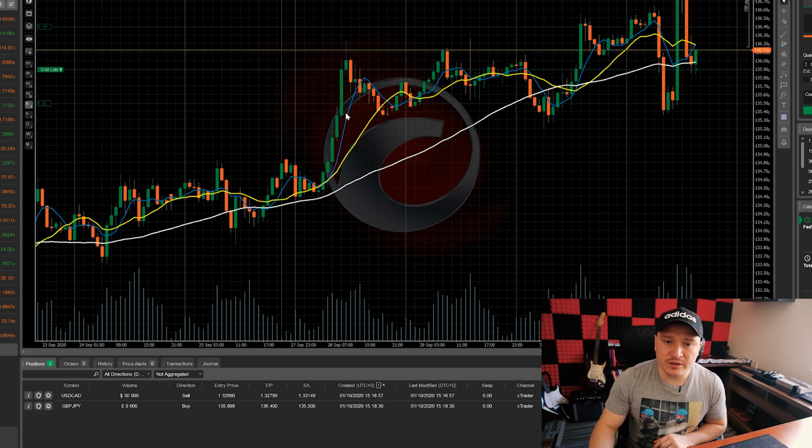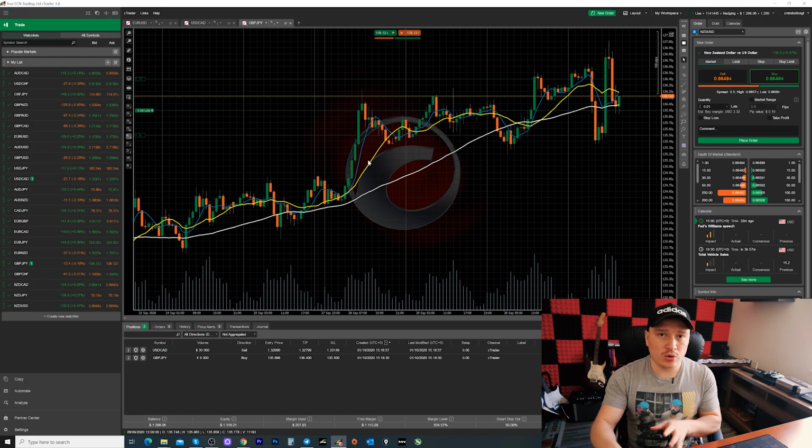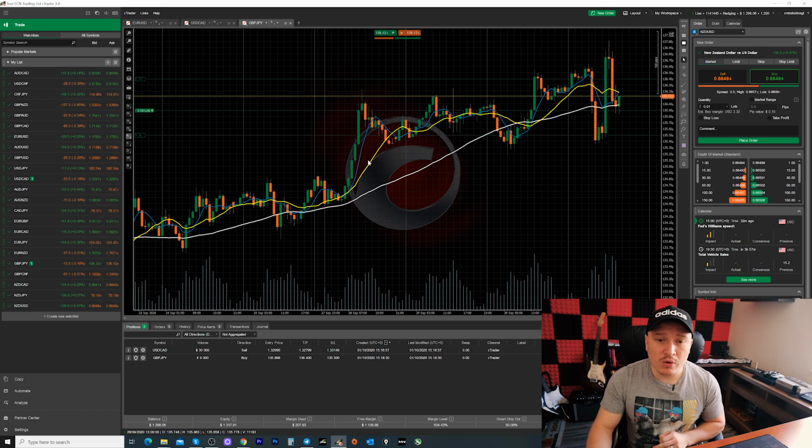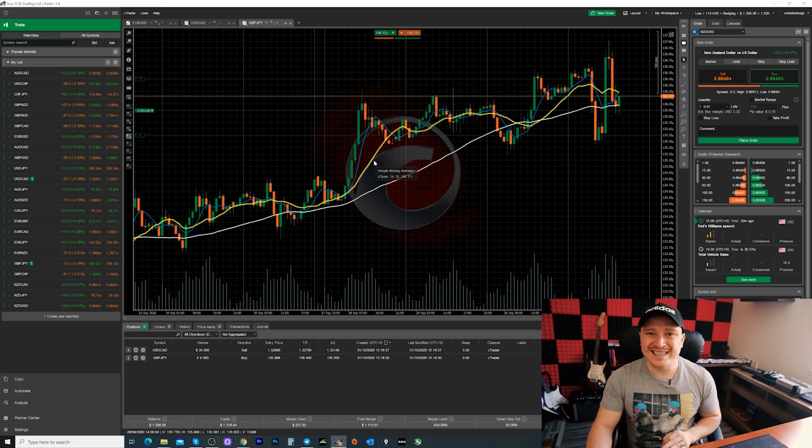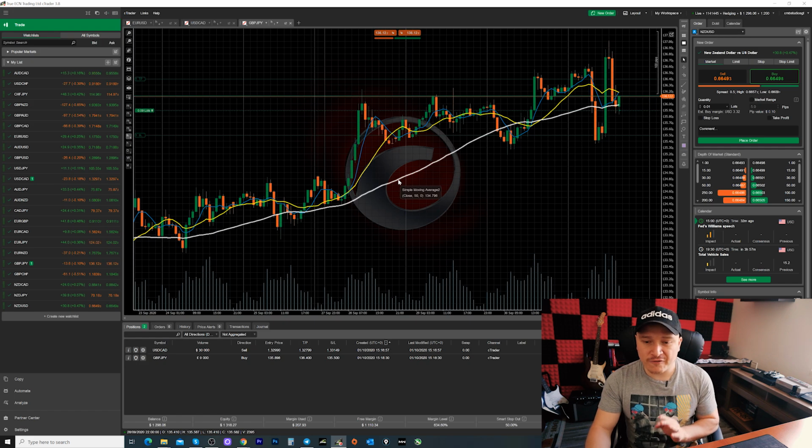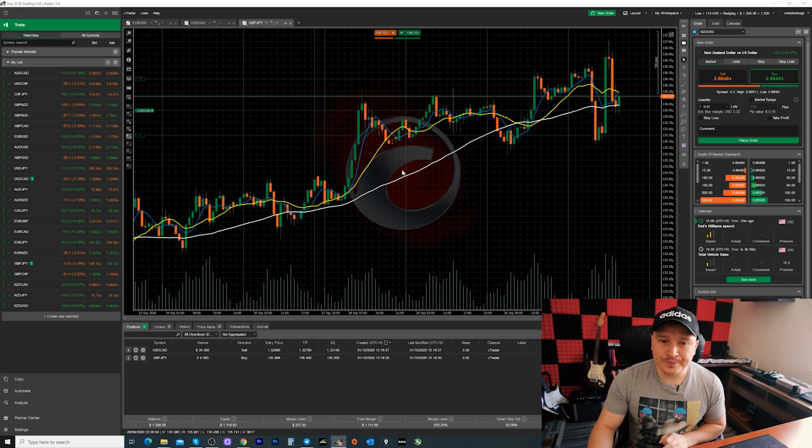I have it with the period of 6. You can have it in blue color like myself. Then we have another one with the period of 14, which is the yellow one, and then another one with the period of 50, which is the white one.